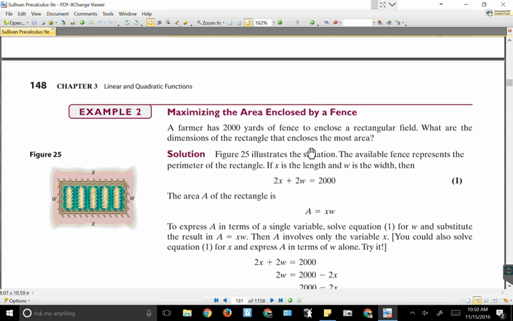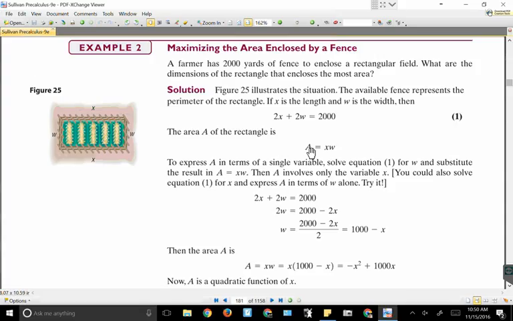So, now these are always fun. Maximizing the area enclosed by a fence. Yeah, I think that we did that one in here. We had the rectangle and the triangle. Yeah, same idea. Farmer has 2,000 yards of fence to enclose a rectangular field. What are the dimensions of the rectangle that encloses the most area?